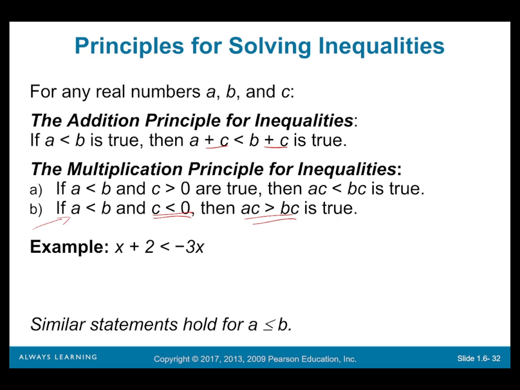flip the inequality. Quick example of that is if I subtract x from both sides, I get 2 is less than negative 4x. So if I'm trying to get the x alone, I have to divide by negative 4 on both sides. And I get negative 1/2 is greater than, because I divided by negative on both sides, x. Okay. So notice I had to flip my inequality from a less than to a greater than. So it's important that you keep that in mind. Similar statements all hold for less than or equals to as well.